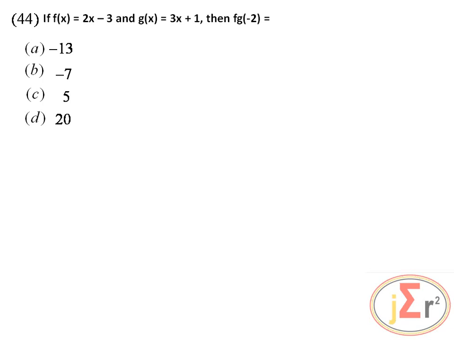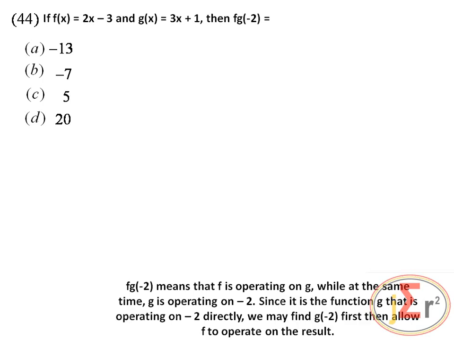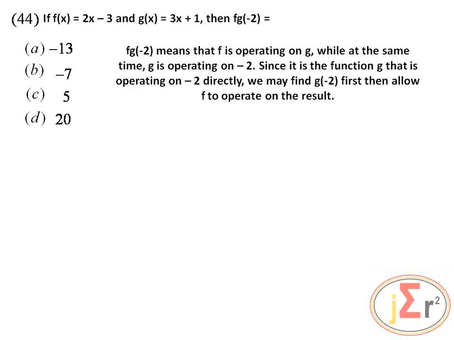If f of x is equal to 2x minus 3 and g of x is equal to 3x plus 1, then f of g of negative 2 is equal to which one of these options is correct? F of g of negative 2 means that f is operating on g, while at the same time g is operating on negative 2. Since it is a function g that is operating on negative 2 directly, we may find g of negative 2 first, then allow f to operate on the result.